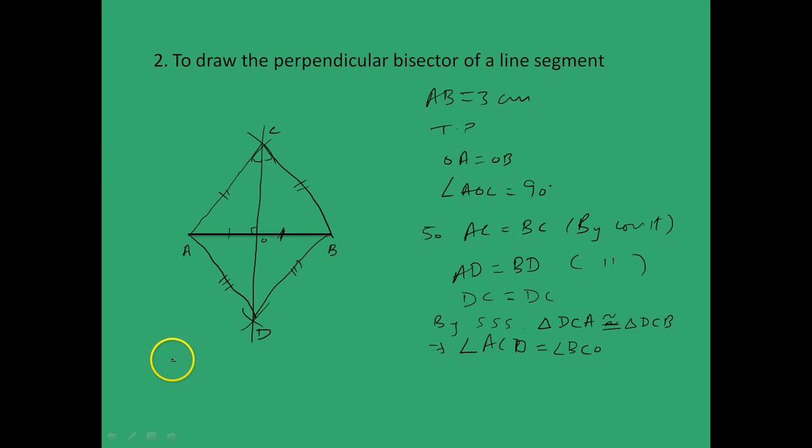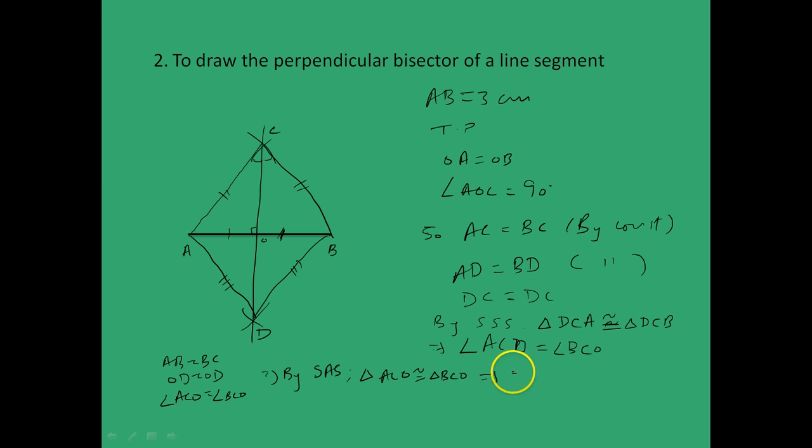Now AB is equal to BC, OD is equal to OD, and angle ACO is equal to angle BCO. This implies by SAS, triangle ACO is congruent to triangle BCO.